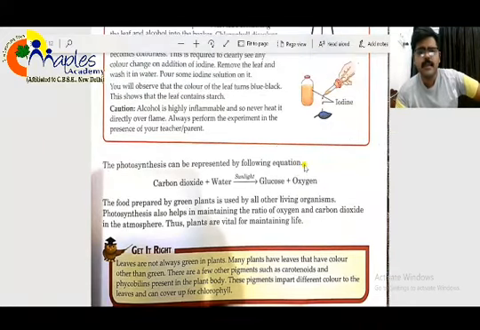Now it is not only the photosynthesis, by which they are able to make food for themselves, but apart from that they are also performing an important function of balancing the level of carbon dioxide and oxygen in our nature, right? The ratio of carbon dioxide and oxygen should be proper, because almost all the organisms require oxygen for their survival, right? So this level is basically maintained by that.